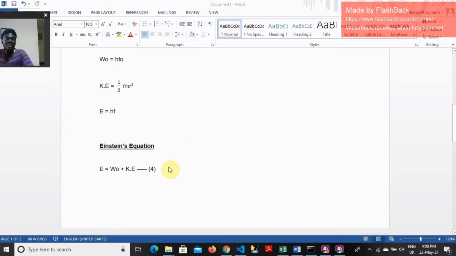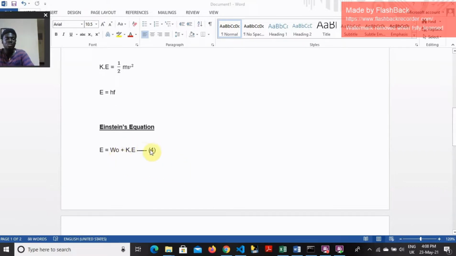Now Einstein's equation is denoted by energy is equal to work function plus kinetic energy. But this formula can now be further broken down into various other parts depending on the kind of question or the problem you are solving. Now let us look at the types of formulas that we can get from this when this is broken down.